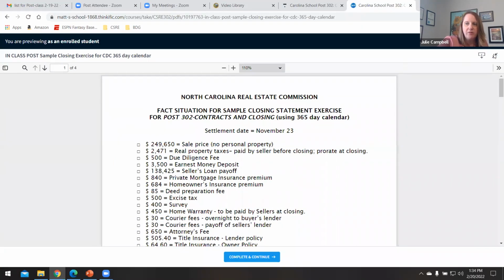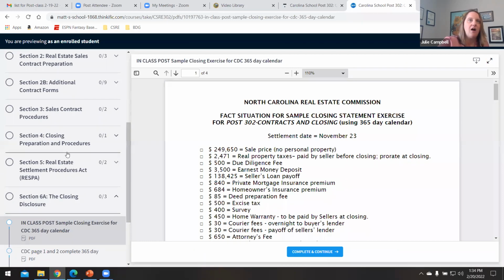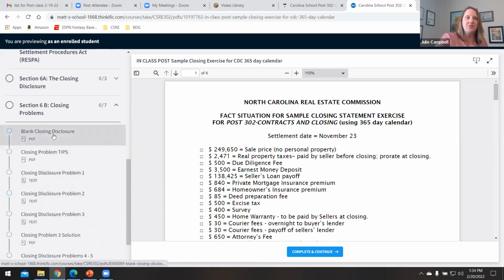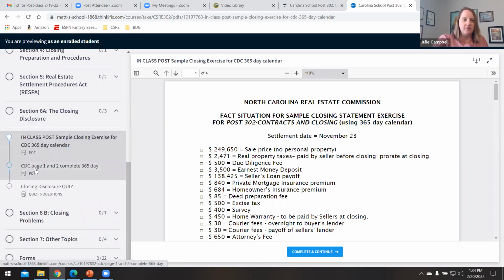But you're going to want to remember, you can practice online, but for your exam, you need the actual paper copy to write on. So in the 6A material in Learn Test Pass, no, that's not right. I'm sorry, 6B material. Anyway, just remember 6, and it'll be one or the other. And you've got the blank closing disclosure, so you can download it, as many copies as you need to practice to get ready for next Sunday.